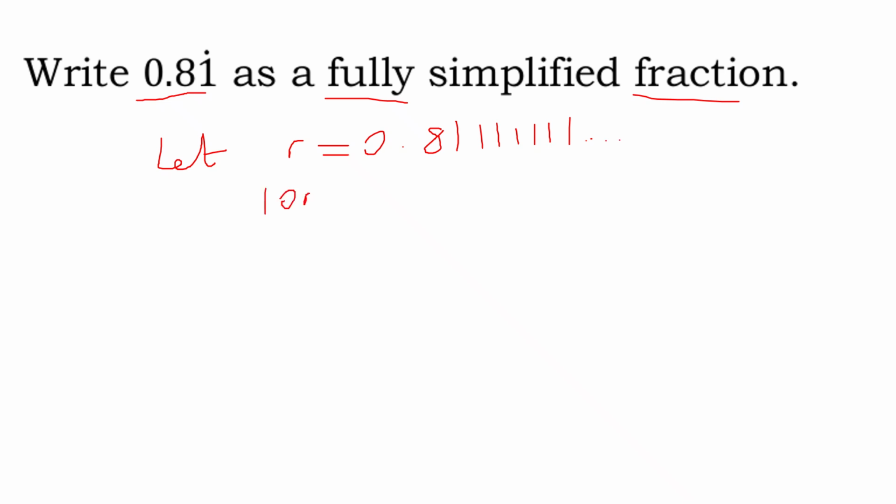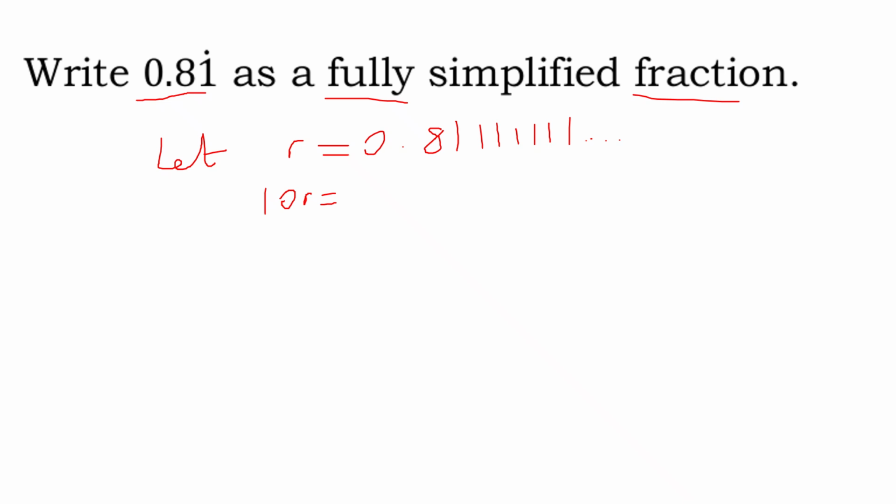So that's to write 0.81 recurring as a fully simplified fraction. Step 1, we're going to let R equal 0.81111, and so on and so forth, forever and ever. Then we're going to say, what is 10R? So 10 lots of R.